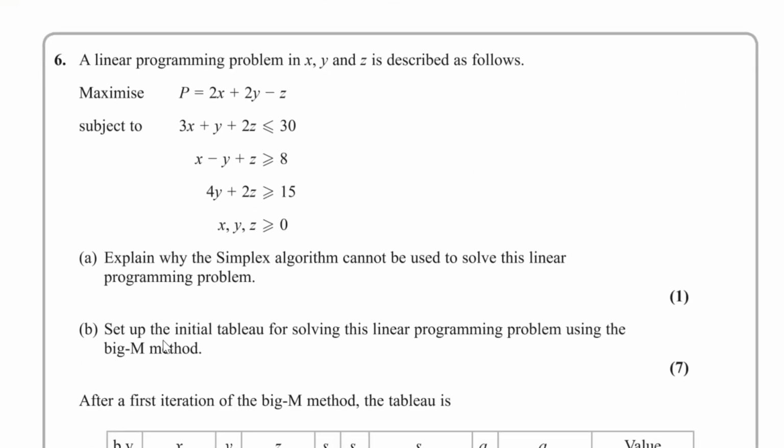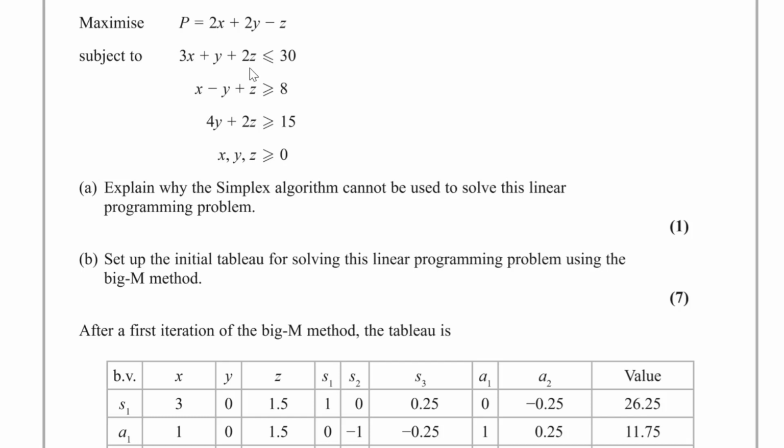we have to set up the initial tableau for solving this linear programming problem using the big M method. Now, just as a reminder, in the big M method, M is used to represent an arbitrary large number, and this guarantees that a term such as M minus 100 will be positive, and a term such as 75 minus 0.5M will be negative. Okay? So let's begin.